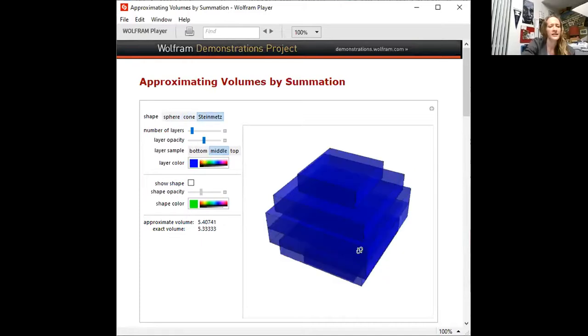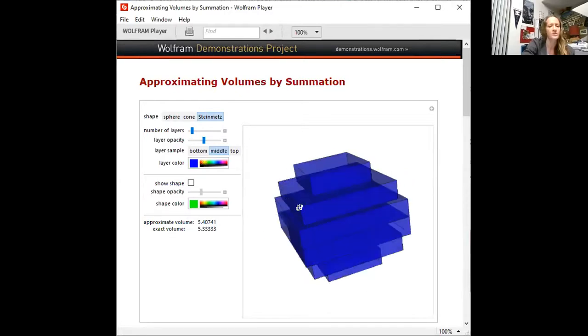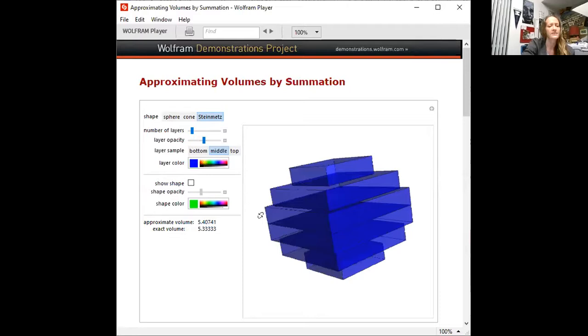The idea of this is I could actually play around with it and rotate it, and you guys could see what's actually there. These are blocks, but do you see how the edges are all jagged, right?